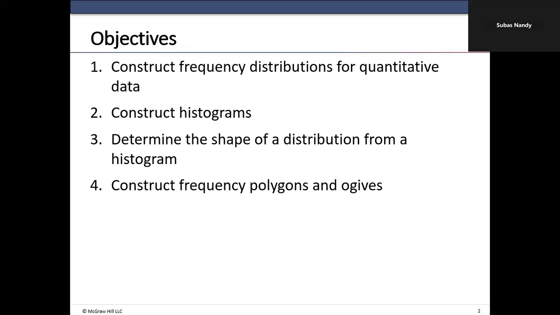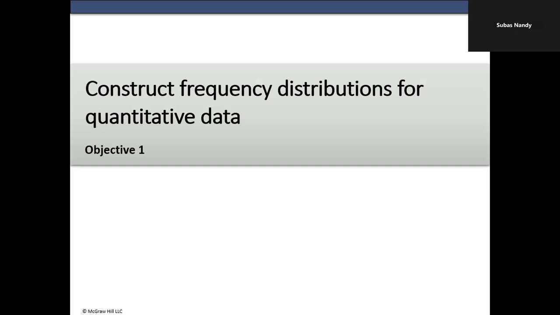Describe the shape of the distribution from a histogram. Construct frequency polygons and ogives. Construct frequency distribution for quantitative data. Again, to remind you, quantitative data is something that we count or we measure. Most likely we are measuring.